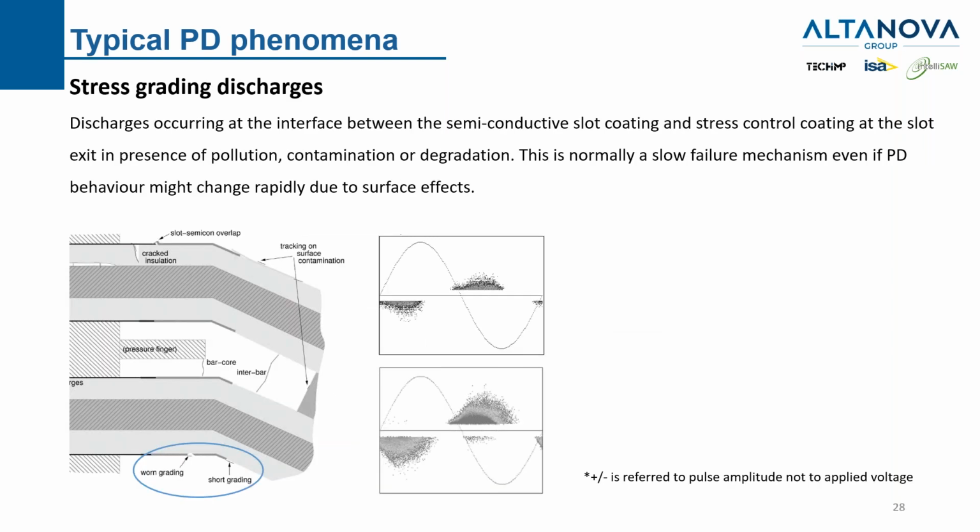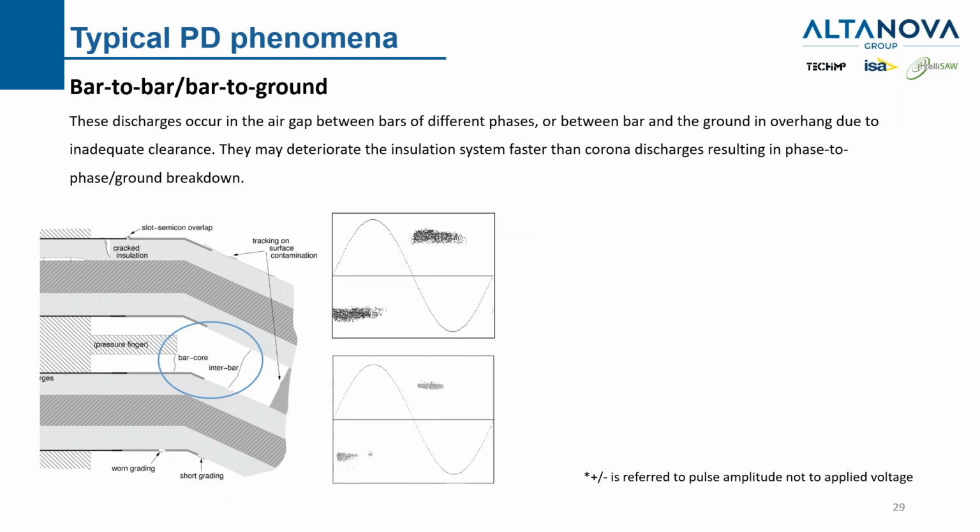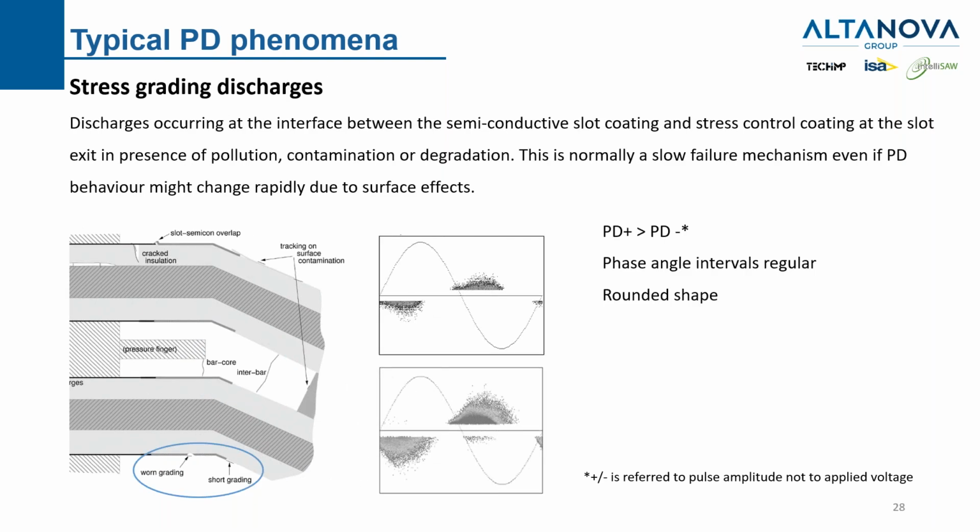Another phenomenon we have normally is the stress grading discharges. So we are talking about the portion of the generator where the bars come out from the stator core and have a bending, and we have some stress grading taping to decrease the electrical field. We normally have a higher positive PD with respect to the negative PD pulses. We have a quite regular phase angle interval. The shape of the pattern is more rounded compared to what we've seen till now. And they are very, let's say, easy to find in air-cooled turbo generators, for example.